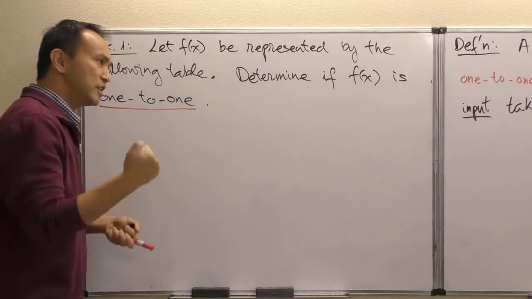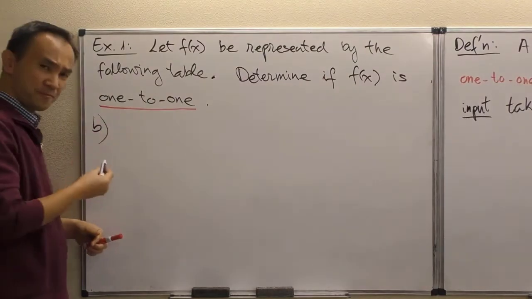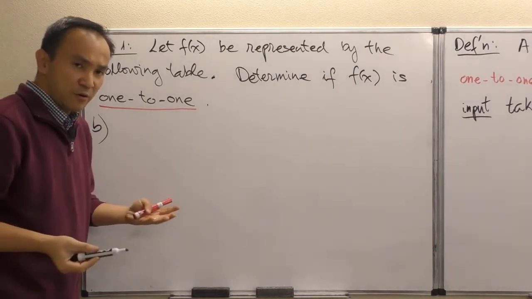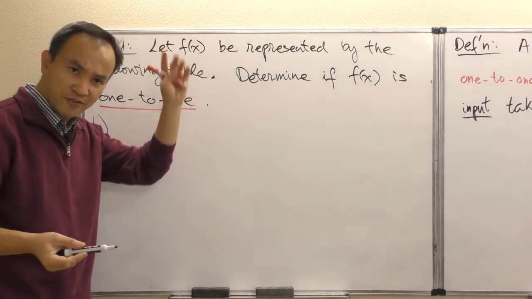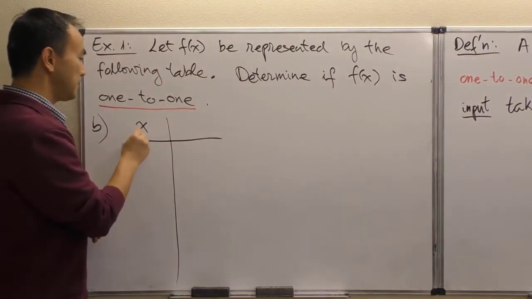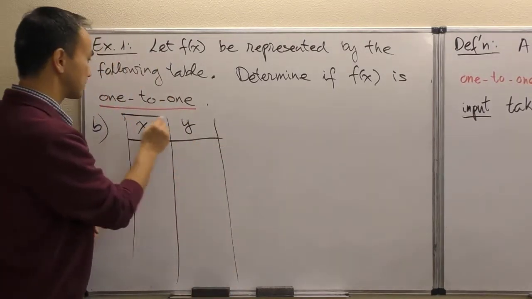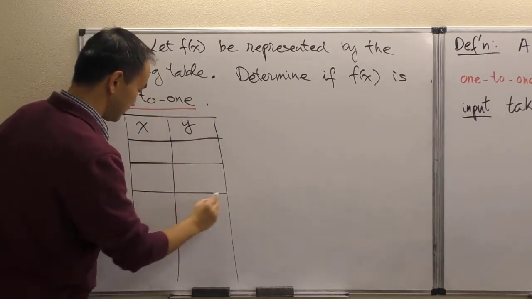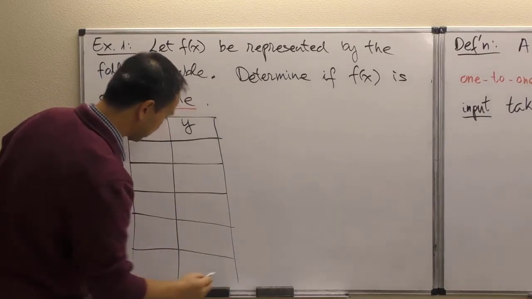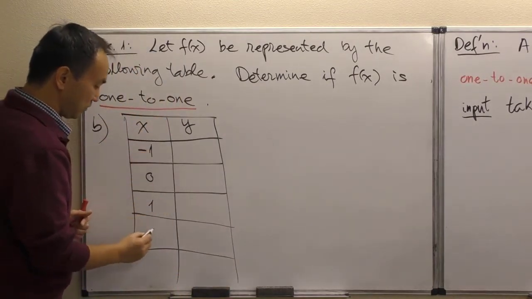All right, so now let's look at part B, and I'm going to give another table. So this table is another table that represents a different function f of x. So here, let's look at the inputs here and the outputs here. -1, 0, 1, 2.